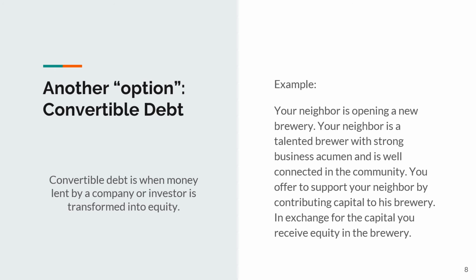Let's say that your neighbor is opening a new brewery. Your neighbor is a talented brewer with strong business acumen and is well connected in the community. You have reason to believe that this will be a successful venture. Therefore, you offer to support your neighbor by contributing capital to your neighbor's brewery. In exchange for the capital, you receive equity in the brewery. So this would be an example of convertible debt. That money that you lent gets transformed into equity in an organization.